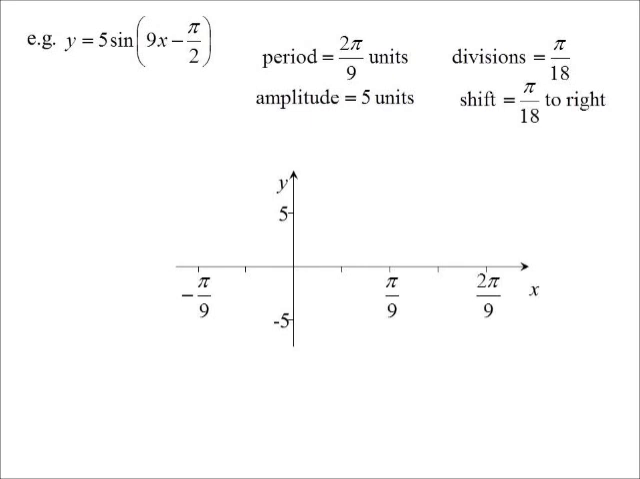So each division there's pi on 18. And basically I draw the same graph. It's a sine graph, but it's shifted. So instead of starting at 0, because I'm shifted pi on 18 to the right, I start at pi on 18. But the pattern stays the same. So we go up, down, backwards, forwards, and draw in the sine curve.